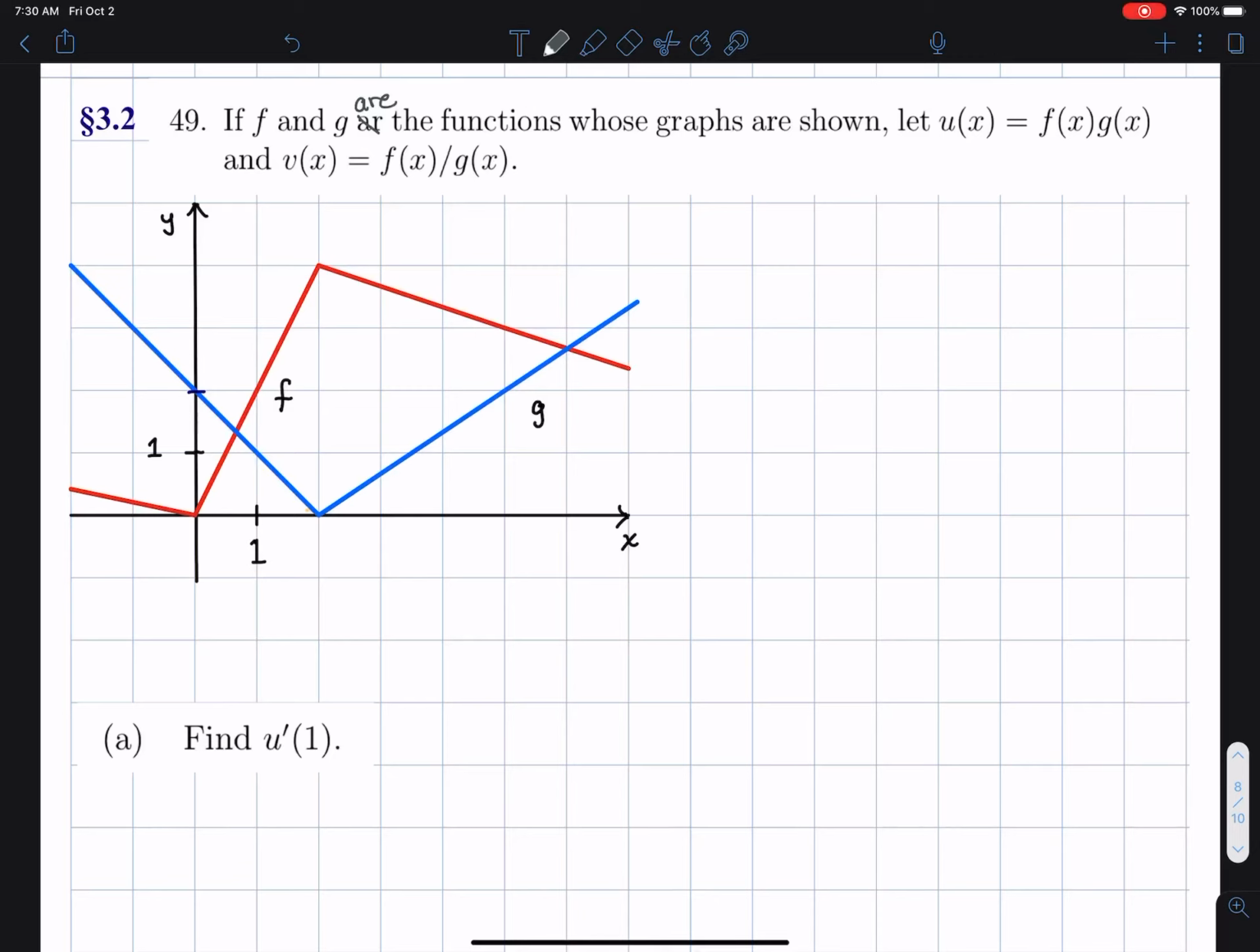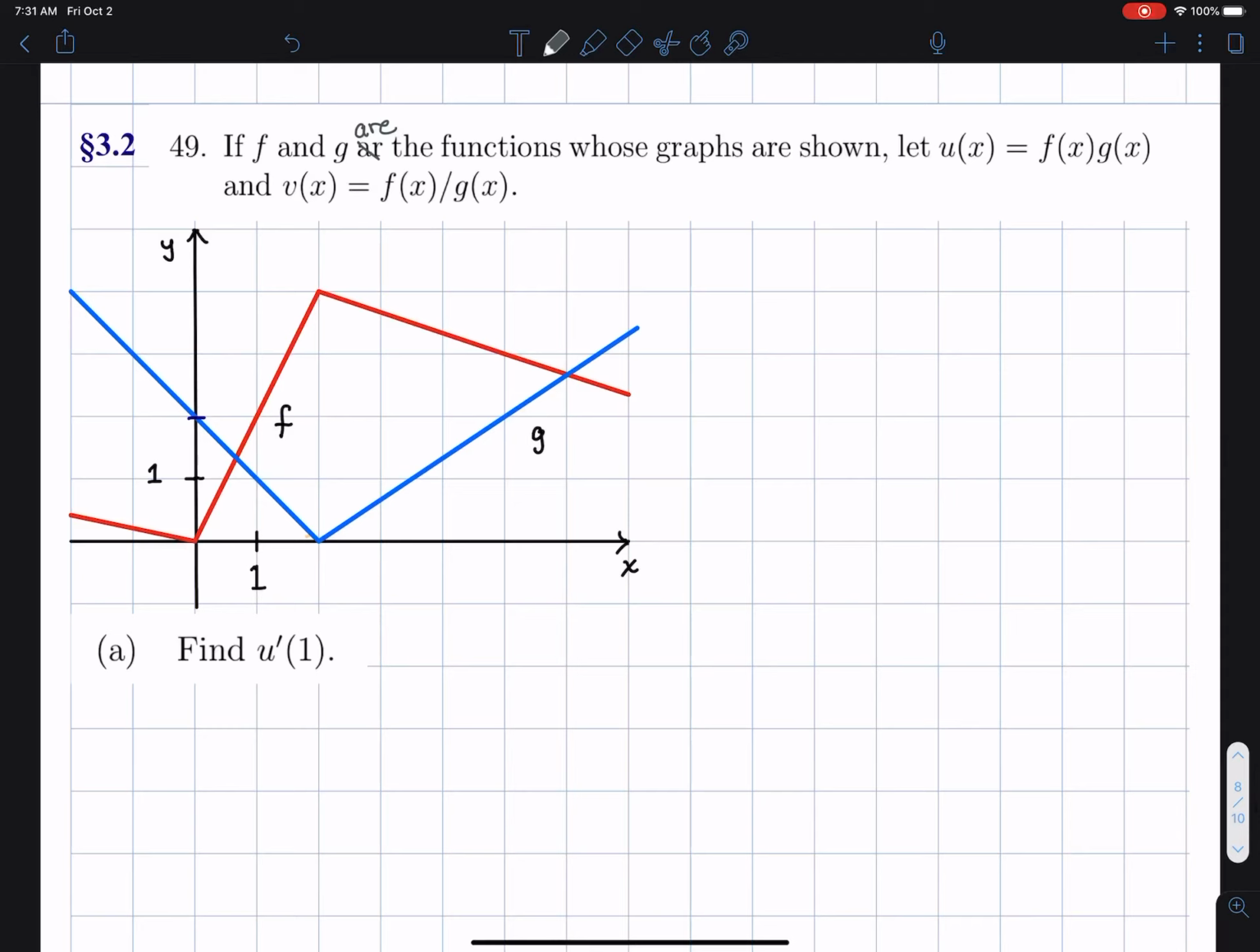Okay, in this problem, the functions f and g are shown below. F is given in red and g is given in blue. We can see they're piecewise linear functions. That means on pieces they're linear. All right, what we're trying to find is the derivative u prime at the number 1.